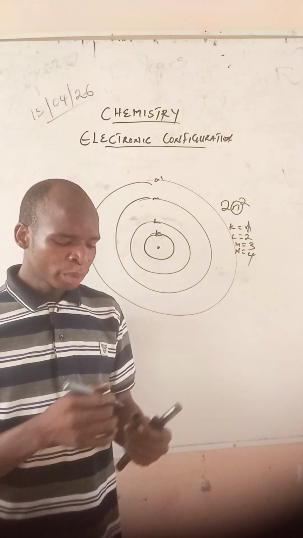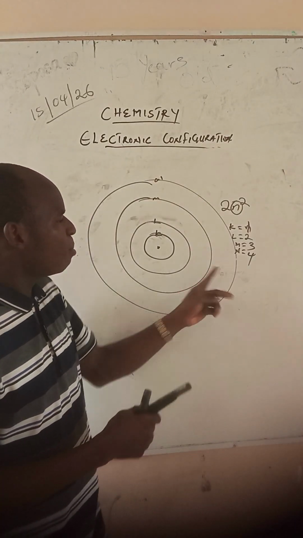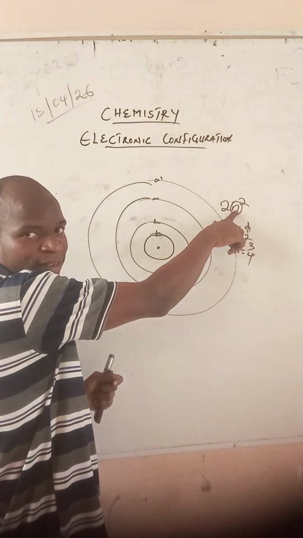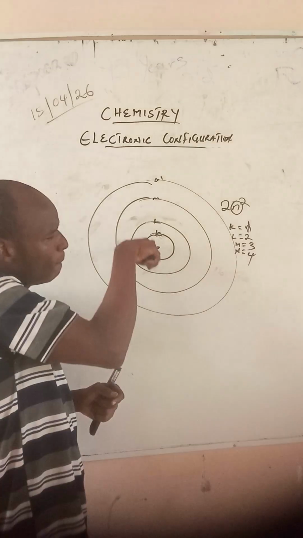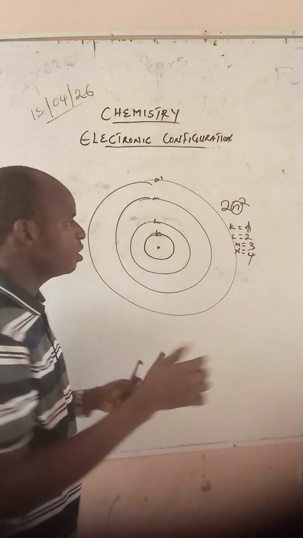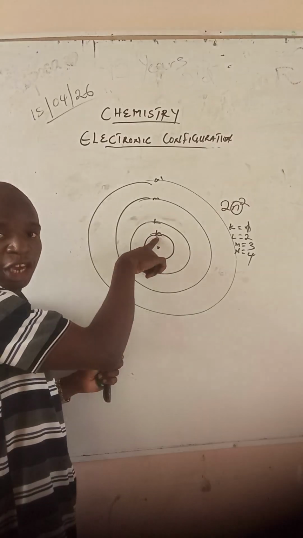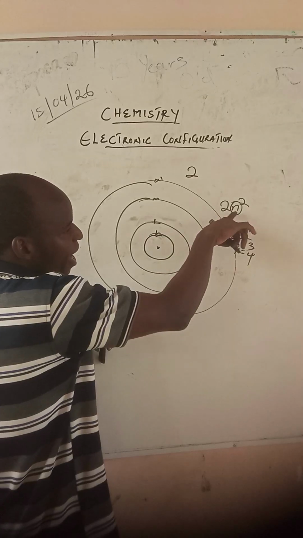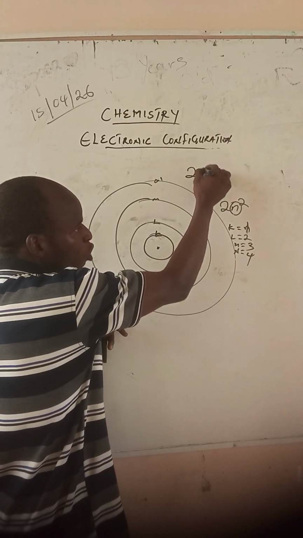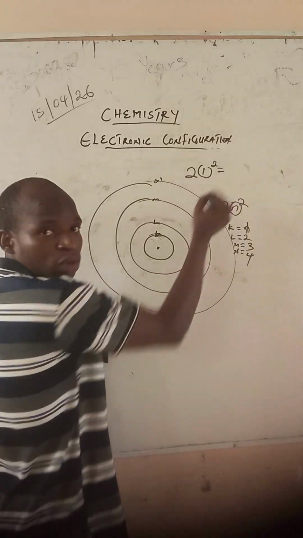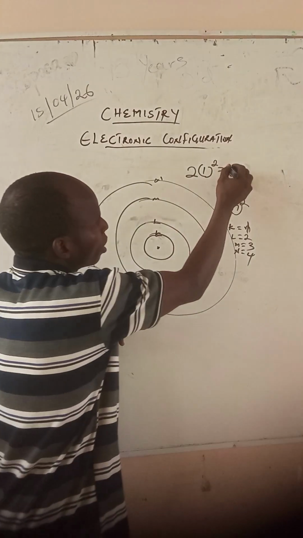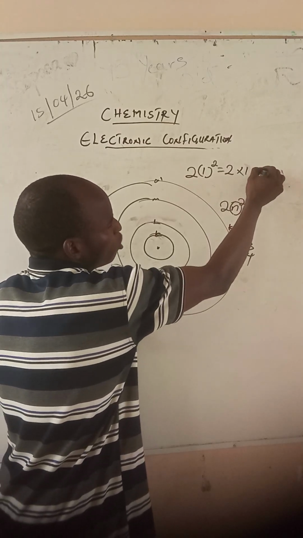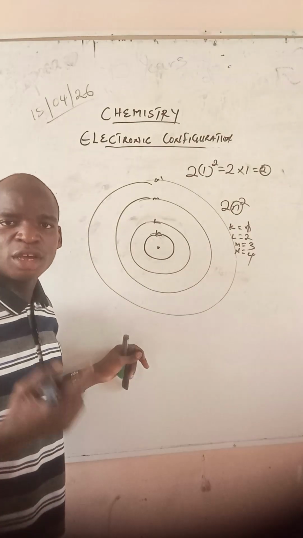Do you understand? Now, to determine the number of electrons each shell can carry, we substitute n with the number of that shell. For instance, we want to know the number of electrons the K shell can carry. Since n is 1 for the K shell, we have 2 × 1². Are you with me? So this is 2 times 1 times 1 is 1, and 2 times 1 is 2. So the K shell can carry 2 electrons.